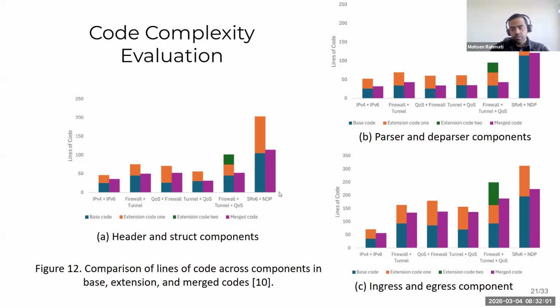And as you can see, we have improvement in all of them, and especially in the cases where we have the same constructs. I mean, for example, in headers and structs, if the cases have the same header and structs, we have improvement because we keep one of them.